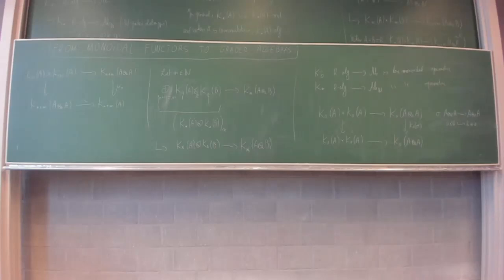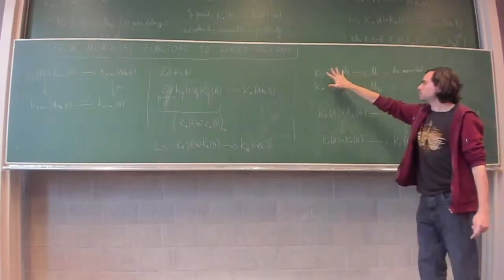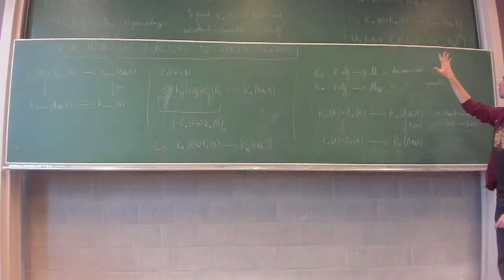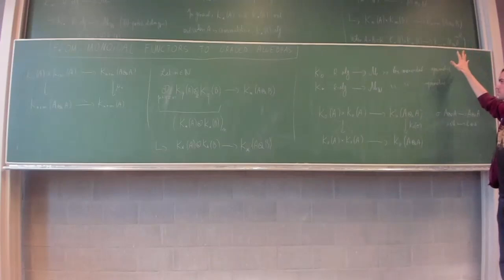Okay. So all of this is explained just by this fact: K theory is a monoidal and symmetric functor.